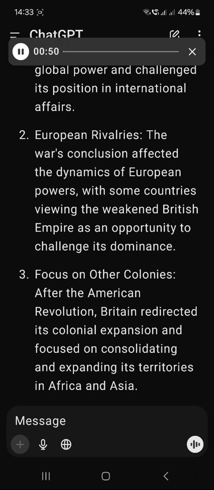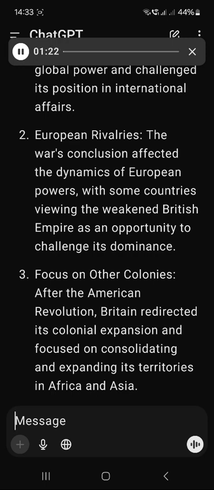1. Navigation Acts, 1651, 1660, 1663, 1673, 1696. The Navigation Acts were a series of laws enacted by the British Parliament in the mid-17th century and later amended in the late 17th century and early 18th century. The primary purpose of these acts was to regulate colonial trade and ensure that it primarily benefited the British economy and merchants.